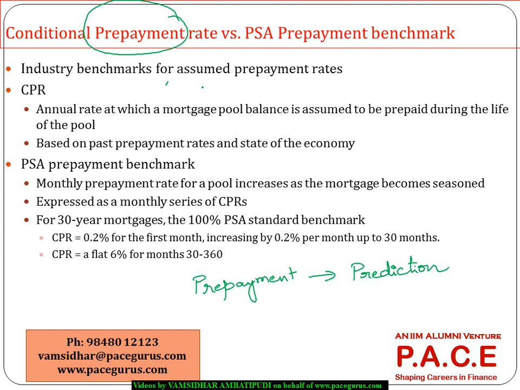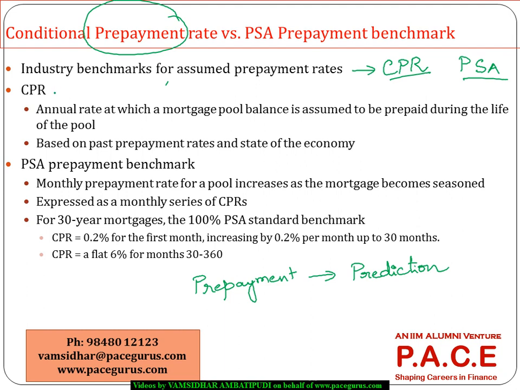In the industry, there are two common kinds of tools. One is the conditional prepayment rate, and the other is the Public Securities Association PSA. These are the commonly available benchmarks in the industry to assess or predict the typical percentage of prepayment, or the amount of prepayment, that we can assume on a particular loan.